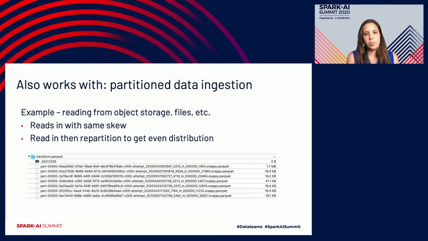Another way to work with partition data ingestion is when you're reading in data that is already partitioned. So in this example, we're looking at cloud object storage. Notice that in cloud object storage, our parquets have a wide range of partition sizes. What happens when we read this in is we keep the same partitioning as our source. So to handle that, we read in and we do a repartition to get an even distribution.